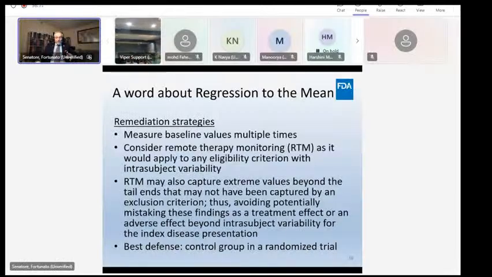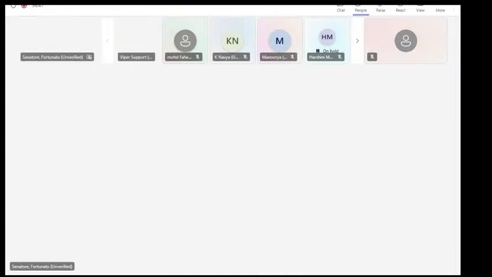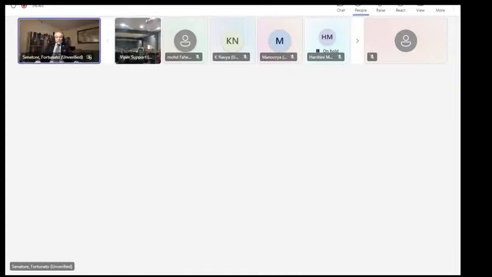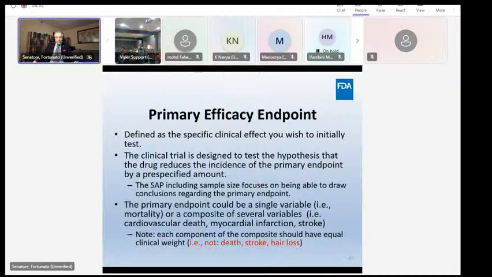And the best defense of this is a control group in a randomized trial. So always go back. The clinical trial is designed to test the hypothesis that the drug reduces the incidence of a primary endpoint by a pre-specified amount. The statistical analysis plan, euphemistically known as SAP, including sample size, focuses on being able to draw conclusions regarding the primary endpoint.